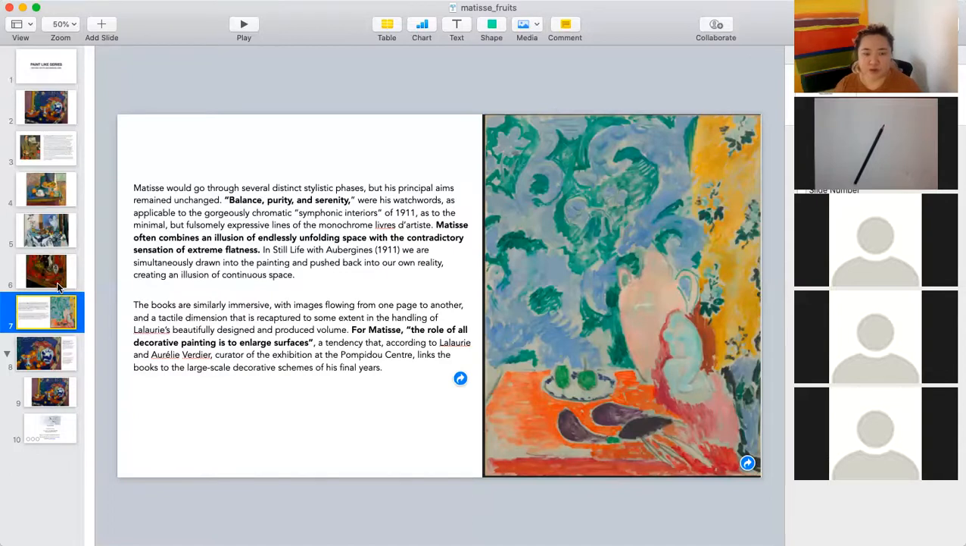And then one other quote that I wanted to mention here: the role of all decorative painting is to enlarge surfaces. I don't know if that means we're able to look at things more closely and then reflect on these things. We're able to zoom in, essentially, to see the beauty of this decorative work and objects. And then simultaneously, it's my own interpretation, we're able to zoom out, and it's just eye-pleasing for us.